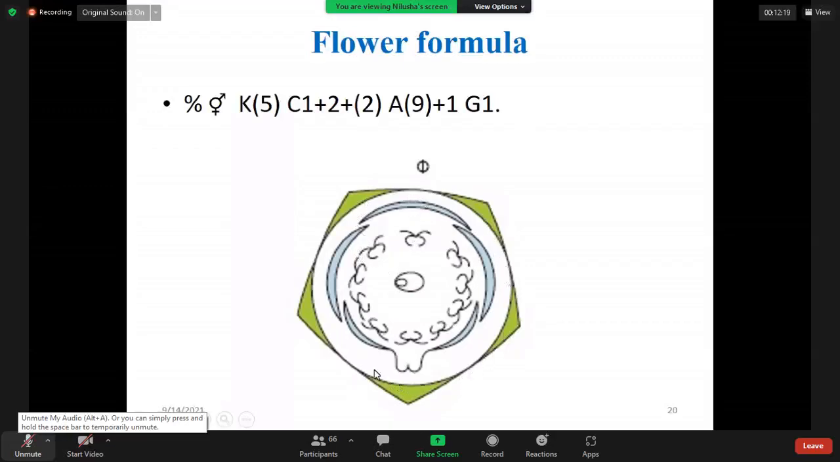In this picture, this diagram, you can also understand clearly. From the outermost, you can see this green color one is the calyx, 5 calyx, and next one is the corolla. The corolla is also 5: 1, 2, 3, 4, 5. That blue color one is the corolla. What is the next one? Can you guess?